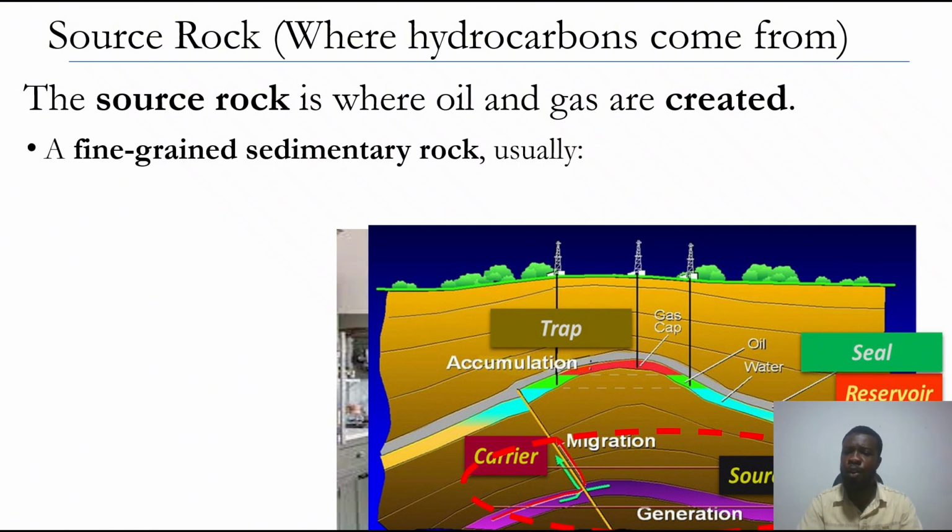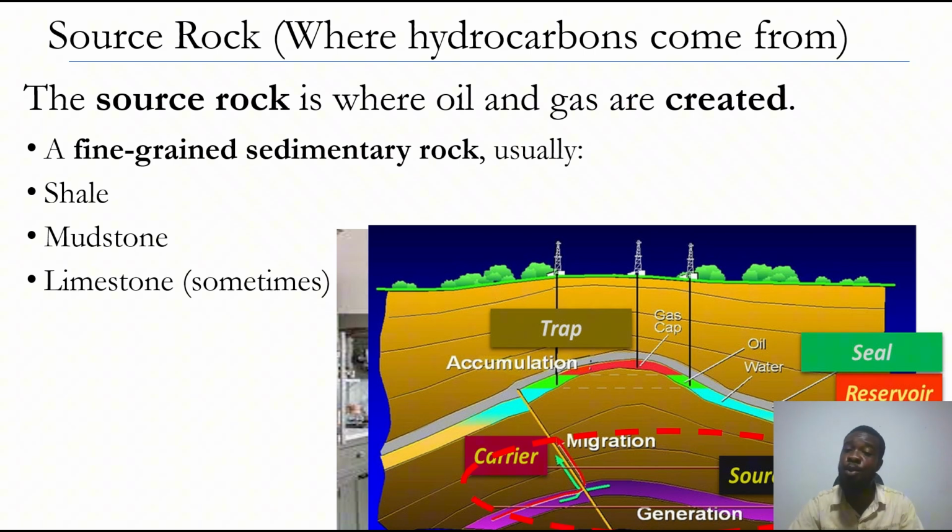Now, what does a source rock look like? Source rocks are basically sedimentary rocks. And among these sedimentary rocks, we can think of shale. Also, we have mudstone, and sometimes limestones also form very good source rocks.